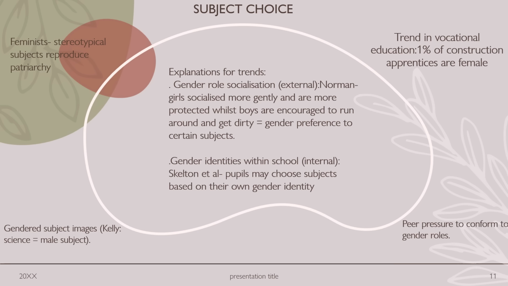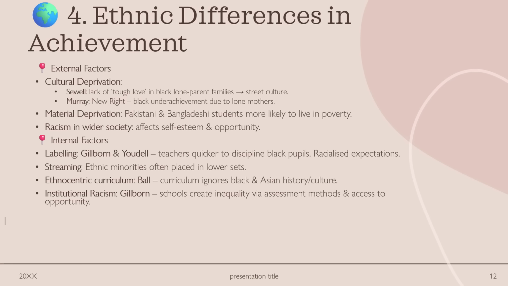All right, then there are ethnic differences in achievement. External factors include cultural deprivation in a lot of ethnic families, which I think I mentioned before. Sewell talks about this specifically in black families, and he says that there's a lack of tough love in black lone parent families, which leads to young black kids going on to street culture. Then Murray, who's New Right, also talks about how there can be black underachievement due to lone mothers. So it all links back to black lone parent families.